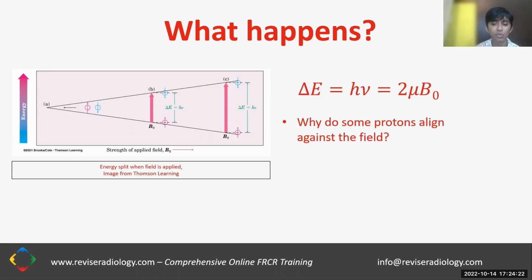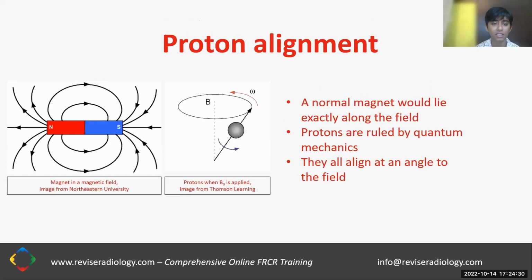So we were discussing why do some protons align against the field, because that doesn't happen in classical magnets. So let's discuss why that happens in terms of proton alignment. A normal magnet would lie exactly along the field. A normal magnet is the one I put on the left-hand side. The protons are ruled by quantum mechanics. They all align at an angle to the field.